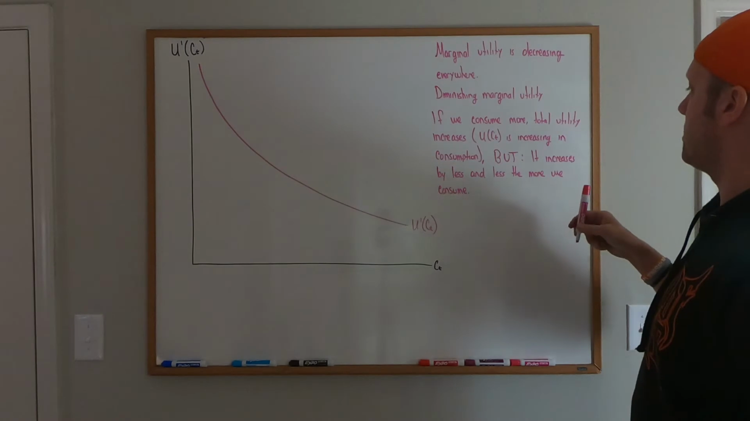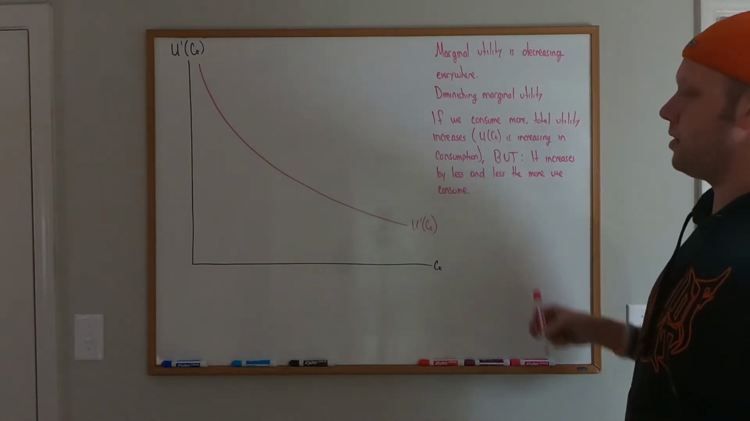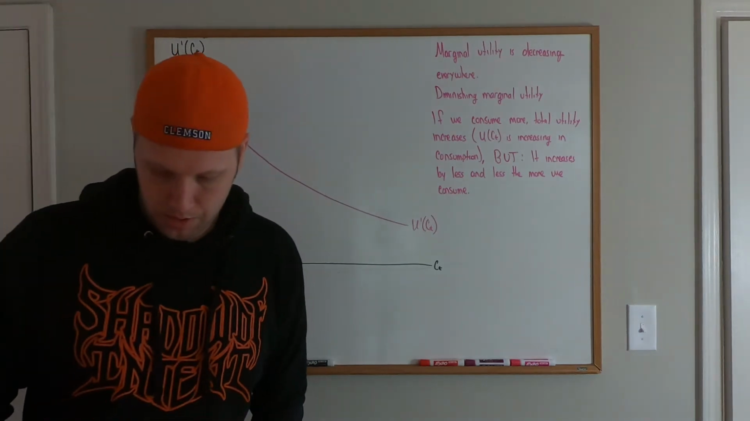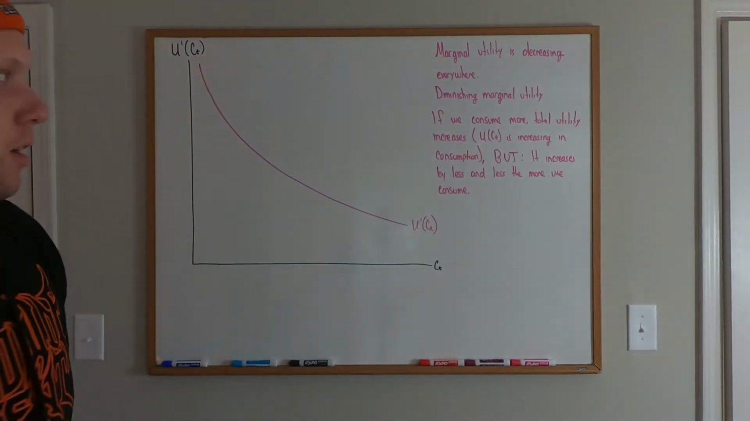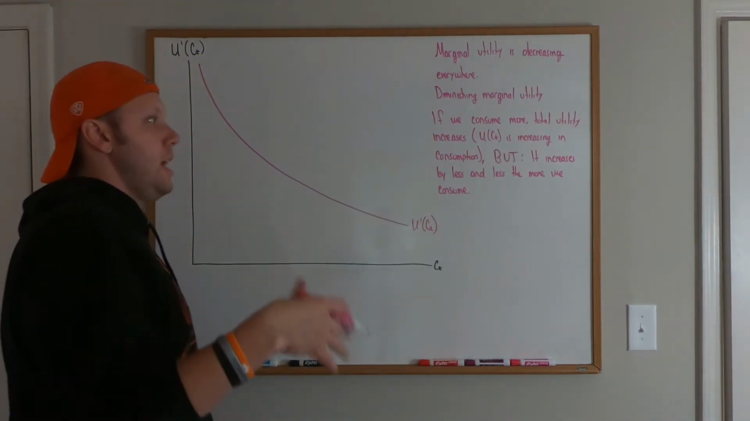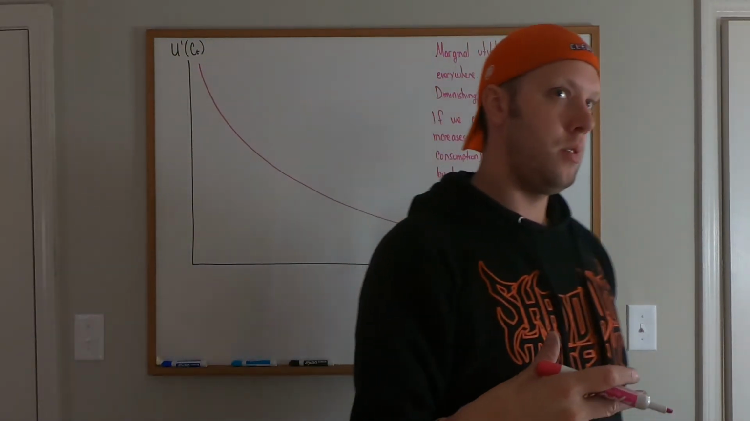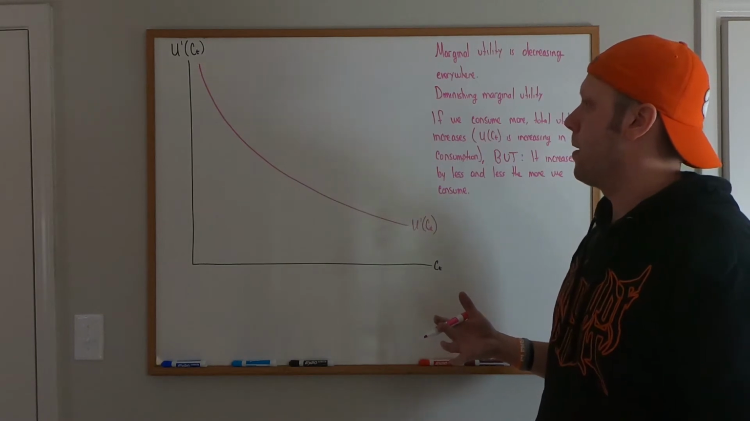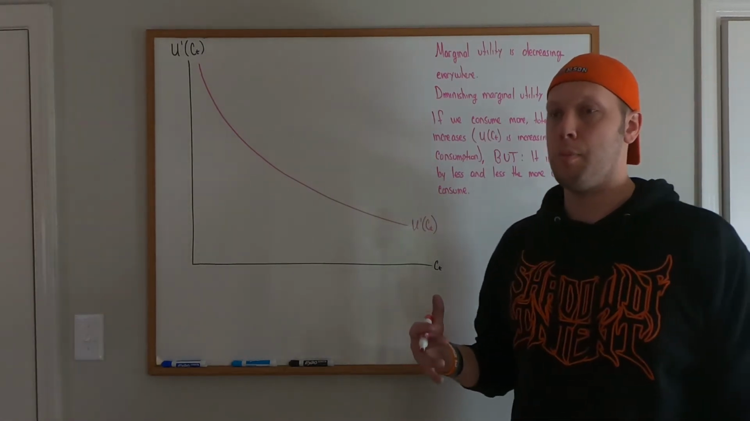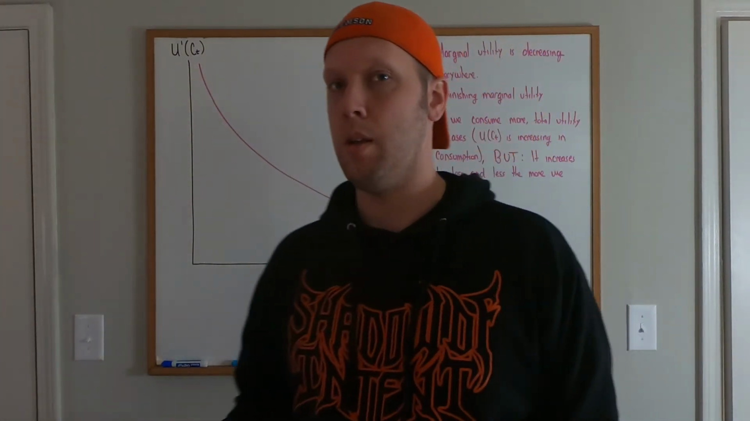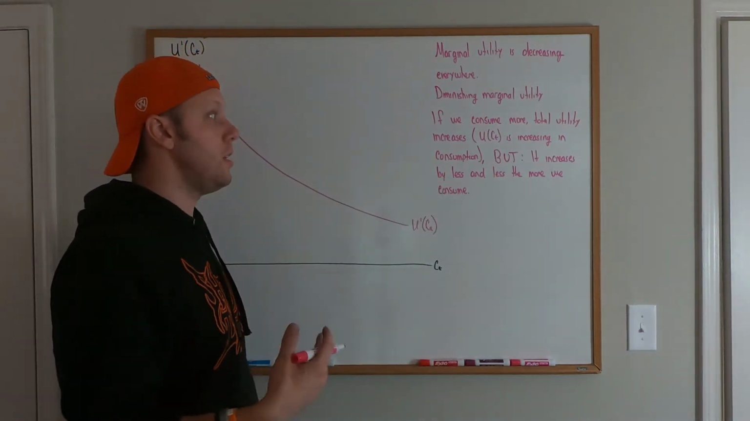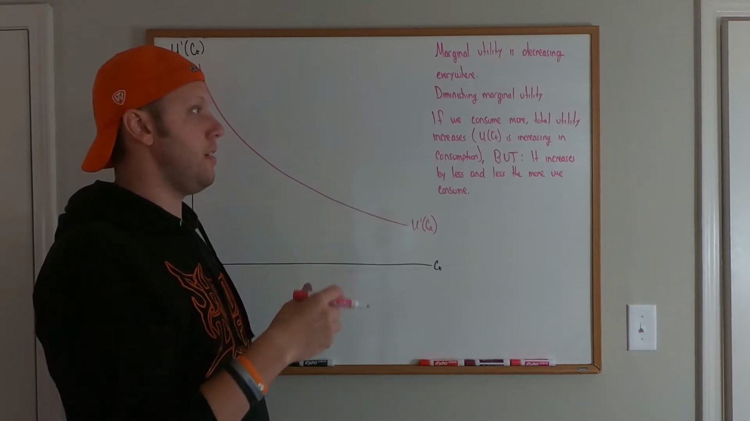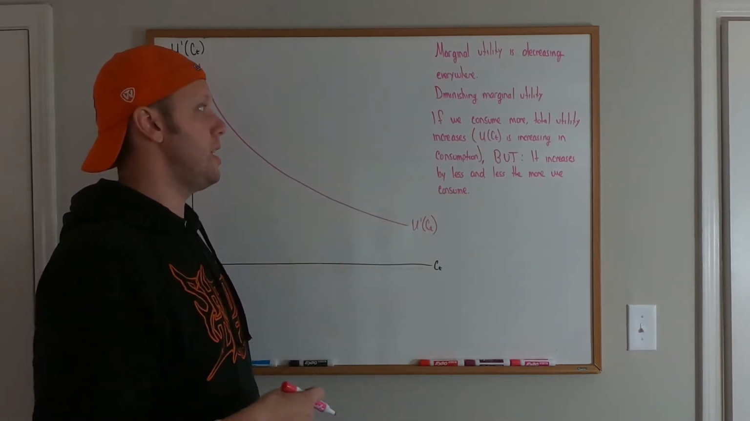Very big, but we need to consider here, it increases by less and less the more that we consume. So if I go from 100 units to 110 units of consumption, total utility will increase. But if I go from 110 to 120 units of consumption, total utility still increases, but it increases by less than it did if I went from 100 units up to 110 units.